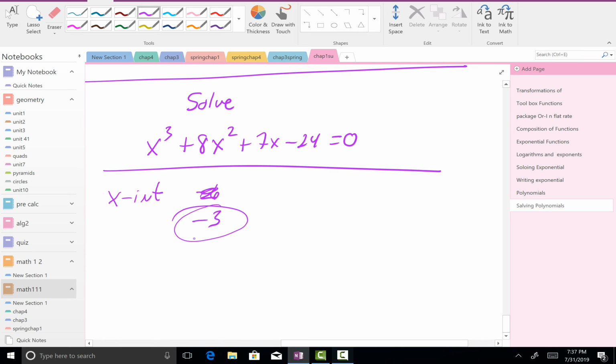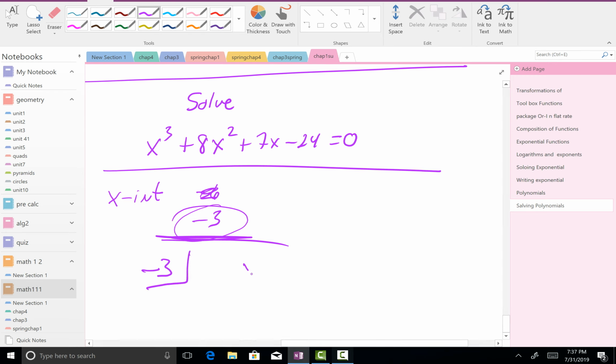Okay. Now that we know negative 3 is an x-intercept, what do you think we're going to do to find the next solutions? Synthetic division. Okay? So we're going to put negative 3 here. Remember, again, in this case, this is an x-intercept, so we don't want the opposite. We want to take that true number. All right? And we're going to do synthetic division on this.